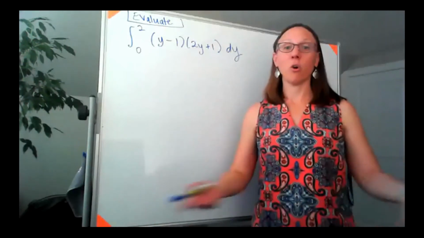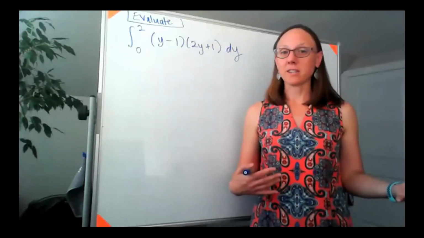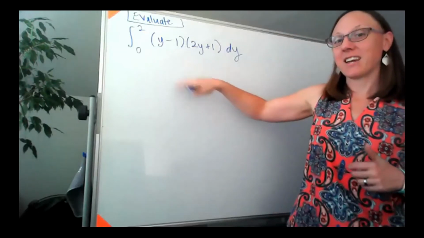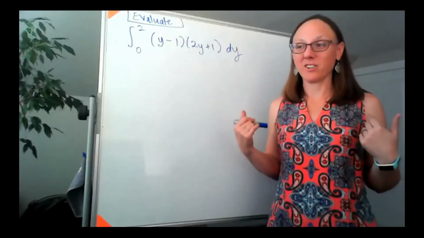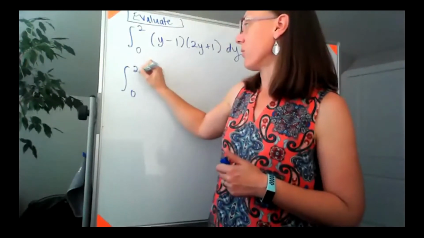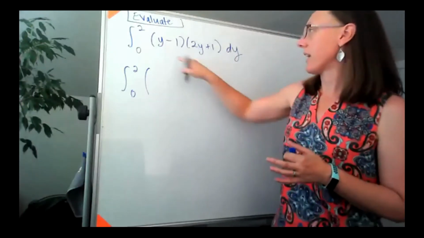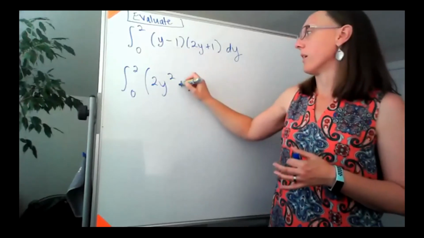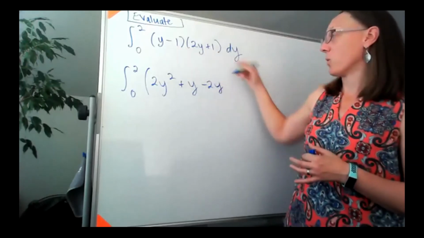We just said that we don't have a product or quotient rule for integrals, which means we get to use our algebra skills again. If I have to integrate this, I'm hoping to make it look like a number times x raised to a power. And the only way that I know how to do that is to multiply that out. If I start multiplying that out, or foiling it out, or you could do box method, however you want to multiply, I'm going to get y times 2y, so 2y squared, plus y times 1, minus 1 times 2y, and minus 1 times 1.